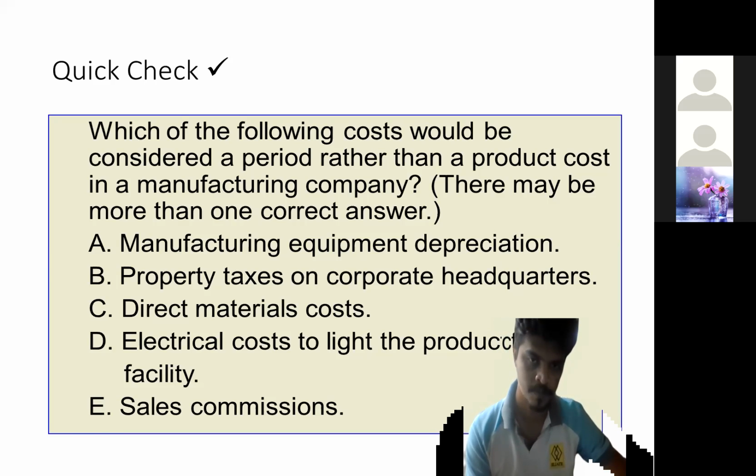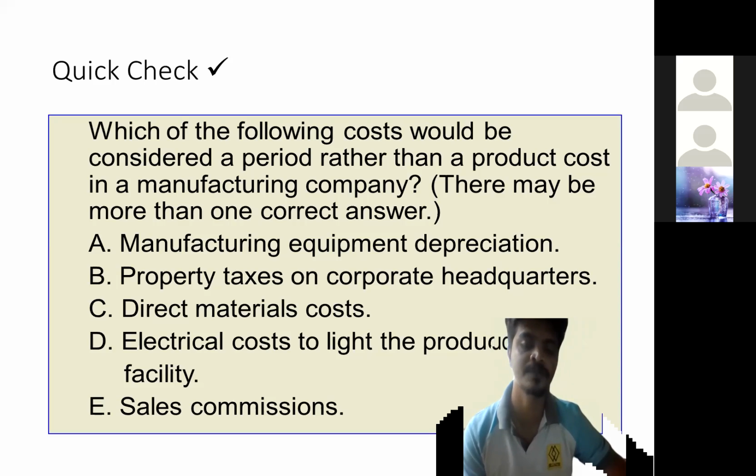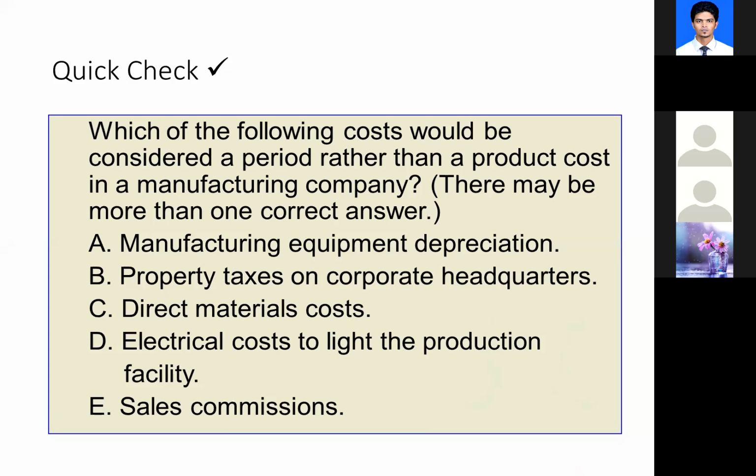Production overhead cost. Property taxes on corporate headquarters. Should it be related to the production? No, it should not be related to the production. Then direct material cost. Simply, that is a production cost, and here we are asking for period cost. Then the next one, electrical cost to light the production facility.